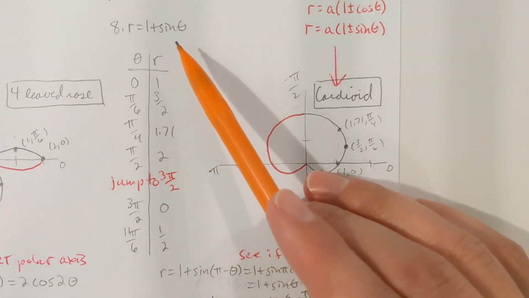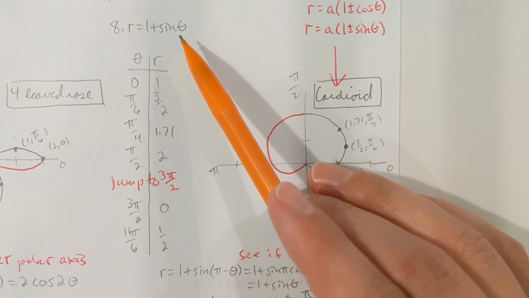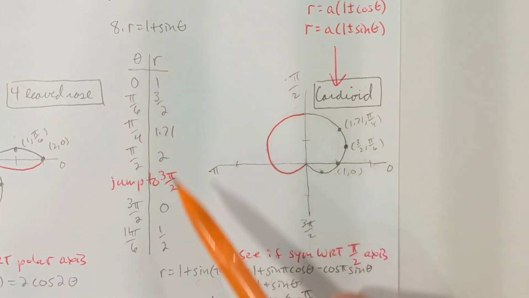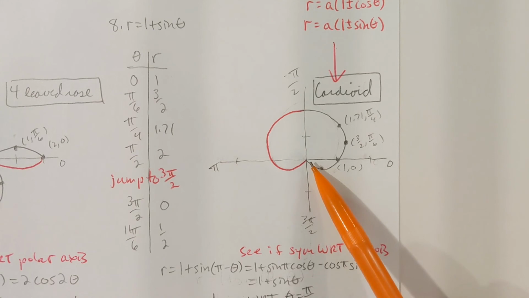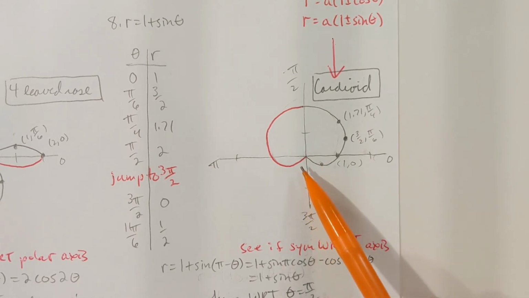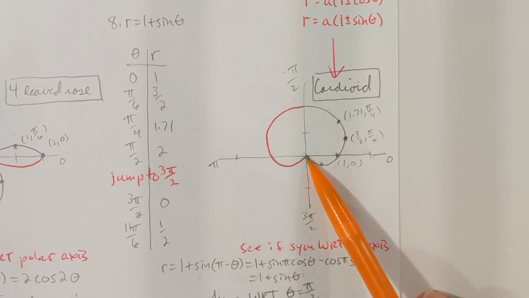And then I'm going to jump to 3 pi over 2 next. If theta is 3 pi over 2, sine 3 pi over 2 is negative 1. Plus 1 is 0 for r. So on the 3 pi over 2 radial line, I want to go out 0 units. That'll put me right at the pole.